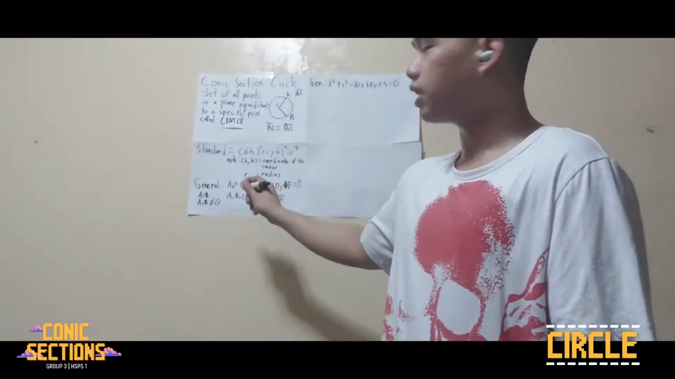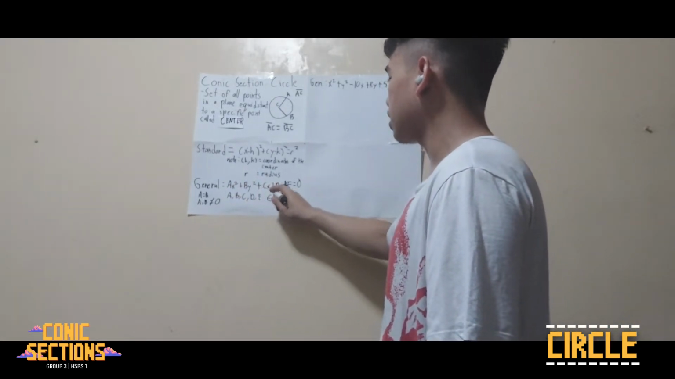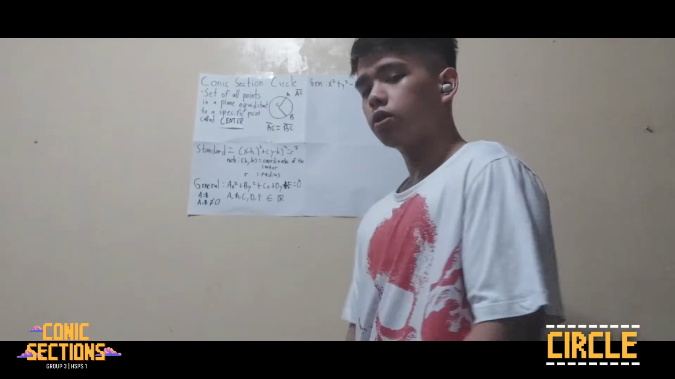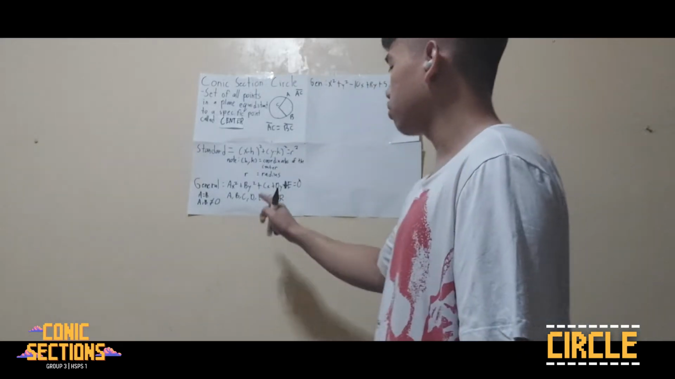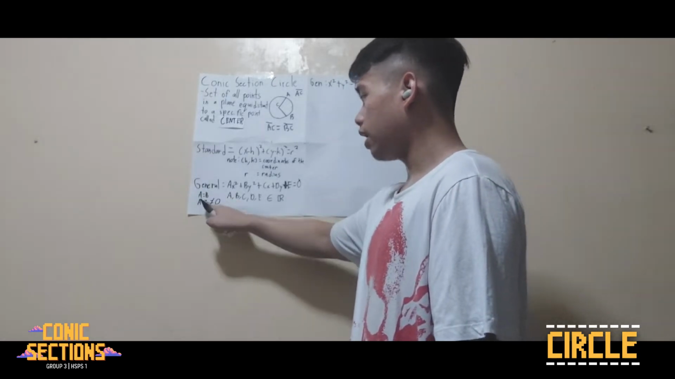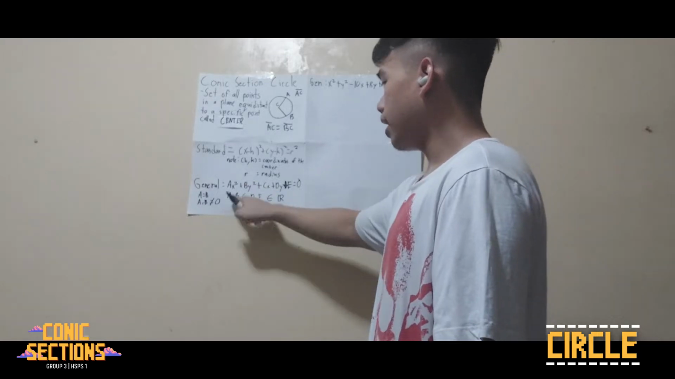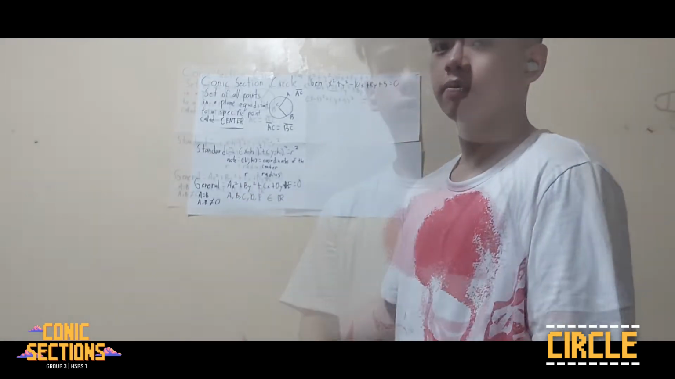The general equation is ax squared plus by squared plus cx plus dy plus e equals 0. Do take these things in mind to know if it really is a circle: A should equal B, and A and B should not be equal to 0, never ever, and A, B, C, D, and E are elements of all real numbers.